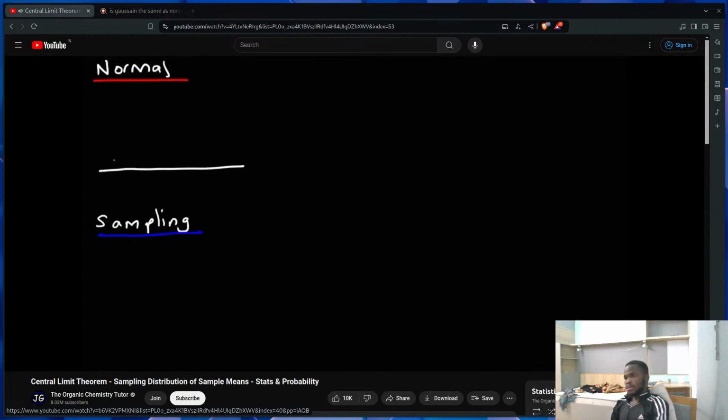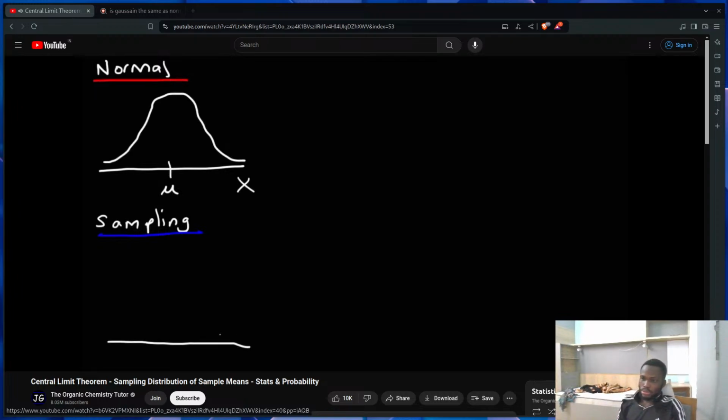So here's the typical shape of the normal distribution. It has the population mean mu and the random variable x. The sampling distribution, if n is large enough, will have the same shape approximately, but with the standard deviation of the sample means, mu x bar. And on the x-axis, instead of x, it's going to be x bar, the means of each sample.